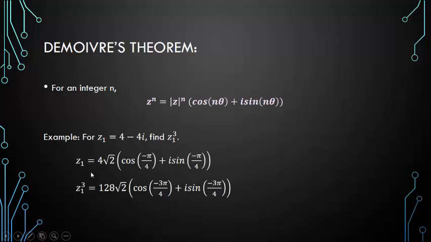Multiply by n. If the book wants this in rectangular form, you multiply this out on a calculator. So you'll take this to find a, and you'll take 128 square roots of 2 times sine of negative 3 pi over 4 to find b. I will often just ask you to leave it in trigonometric form.